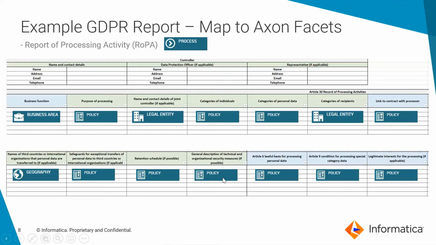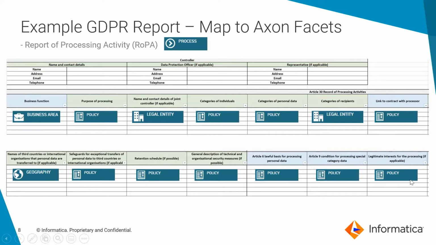And then the Article 6 lawful basis for processing the personal data would be another set of policies in Axon. The Article 9 conditions for processing special category data would be another set of policies in Axon. And then the legitimate interest for processing the data would be another set of policies in Axon.